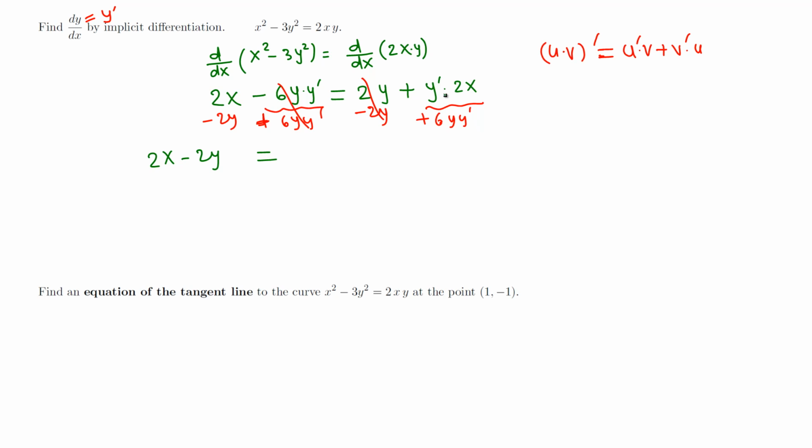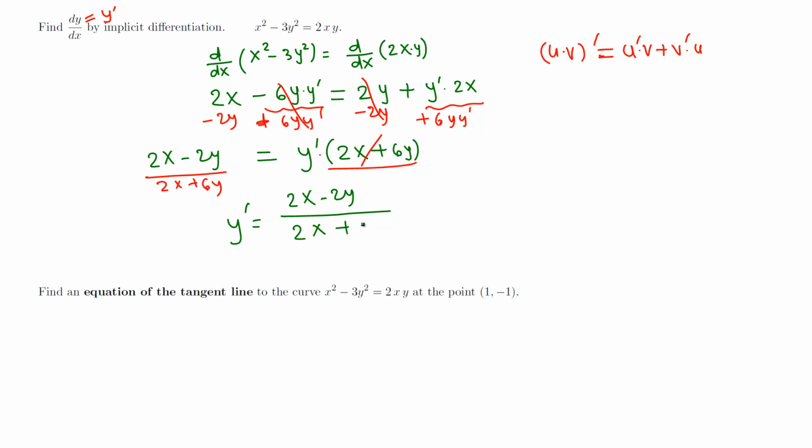The reason we kept the terms containing y prime on one side is that then we can factor y prime out, because our goal is to isolate y prime. Factor y prime out of these two terms, so that leaves 2x plus 6y. Now finally, to isolate y prime, we divide both sides by this factor, 2x plus 6y. So y prime, which is dy over dx, is 2x minus 2y over 2x plus 6y.